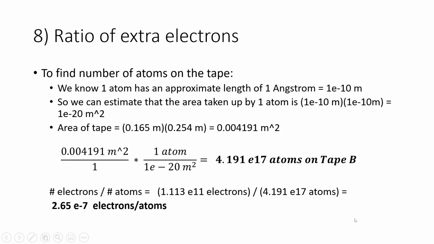Next, we wanted to find the ratio of extra electrons. We know that the atom has an approximate length of 1 angstrom, so we could find the area of one atom. And then we knew the area of the tape from length times width. So we would convert this area of the tape to the number of atoms that would take up the space on tape B. After that, we wanted to find the ratio of the number of electrons to the number of atoms. So we divided the number of extra electrons we found earlier by the number of atoms over here. And this was 2.65 times 10 to the negative 7th electrons per atom.